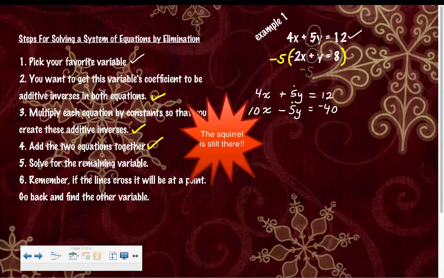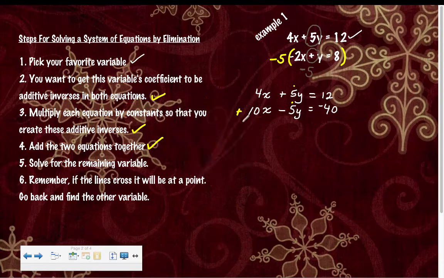And guess what? That's my next step. Add the two together. When I add these two together, I get 14x. But look what happens to the 5y and the -5y. They cross off. 12 and a -40 give me -28. Continue to solve. And I've got my x variable.